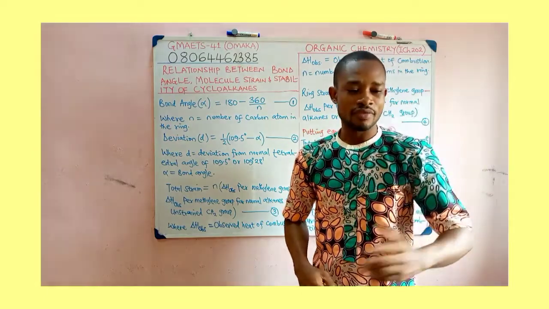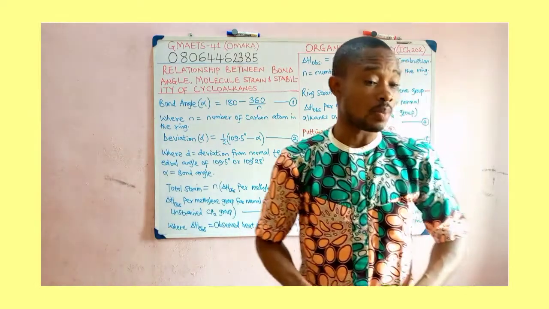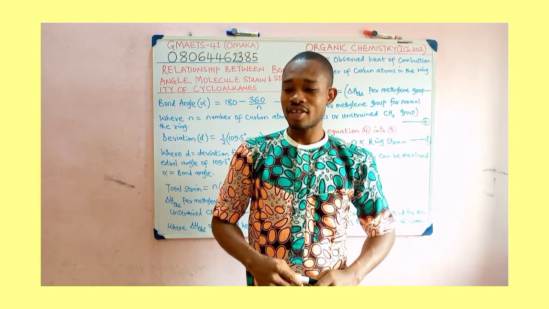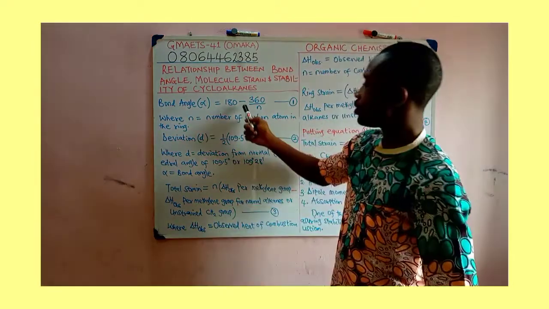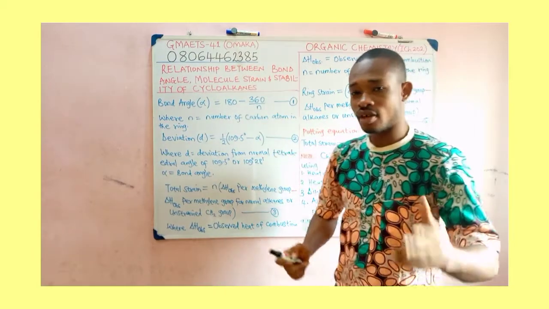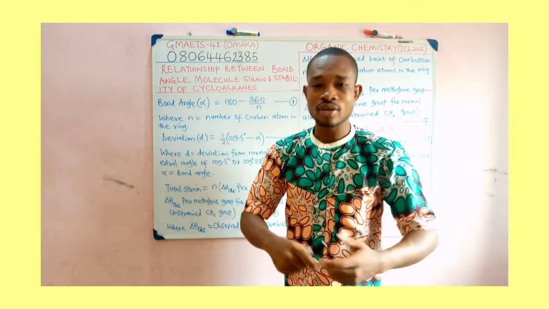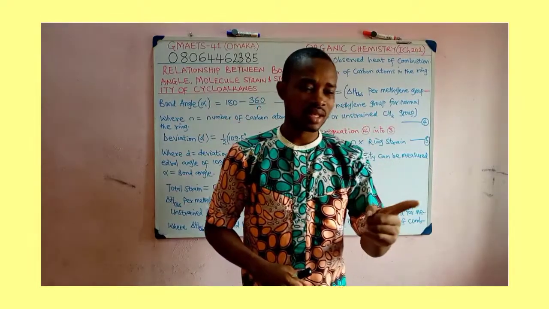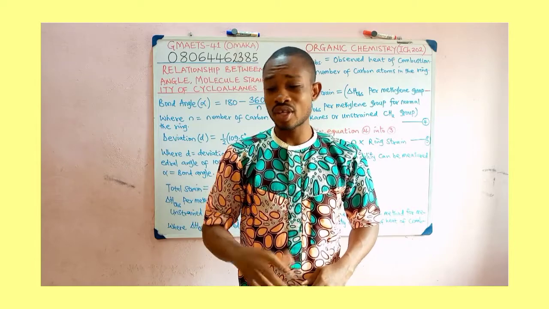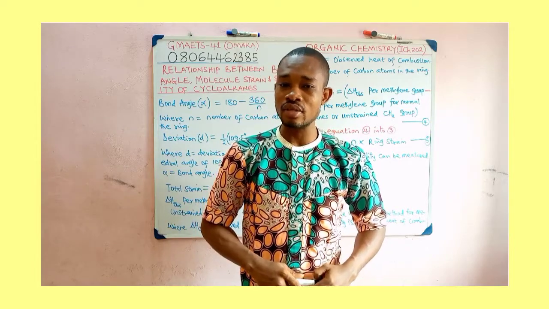So quickly, for example, if you want to calculate the bond angle for cyclopropane, how many carbon atoms do we have in cyclopropane? 3. That's very good. So all you need to do is 180 minus 360 divided by 3. Then 360 over 3 gives us 120. 180 minus 120, we arrive at what? 60 degrees as the bond angle for cyclopropane. You can do that for other cycloalkanes.